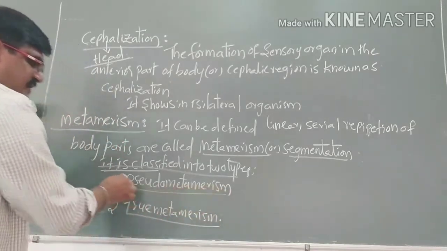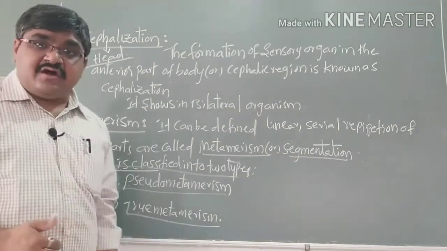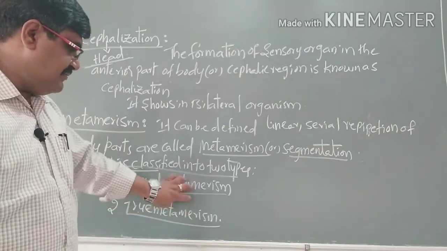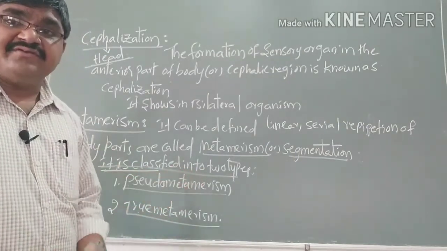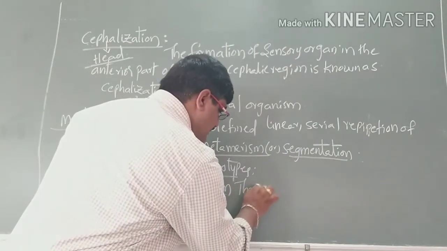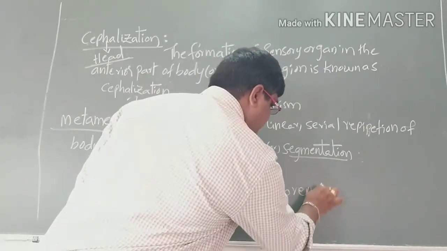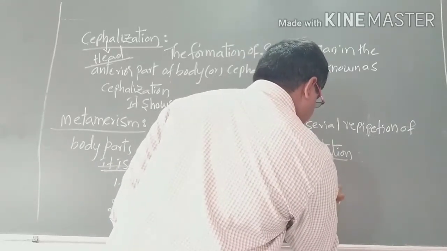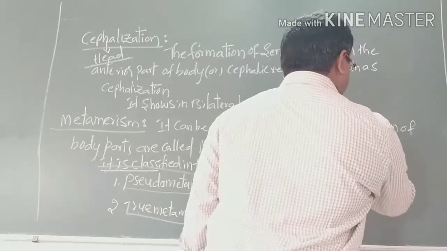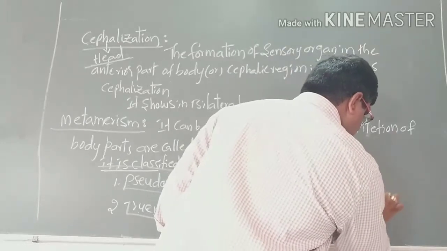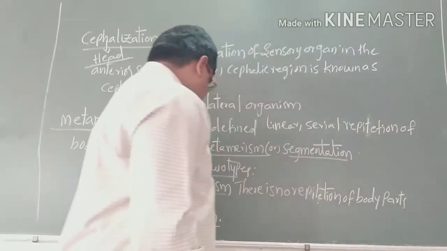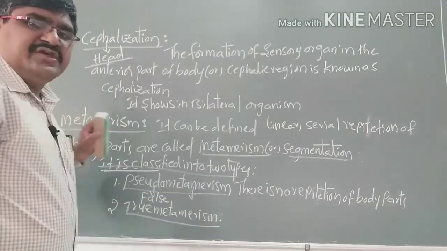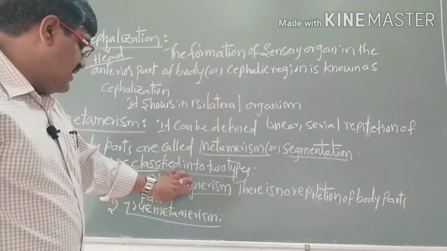In pseudo-metamerism, pseudo means false. Here the repetition of body parts does not take place. If there is no repetition of body parts, we call that pseudo-metamerism, the false metamerism.